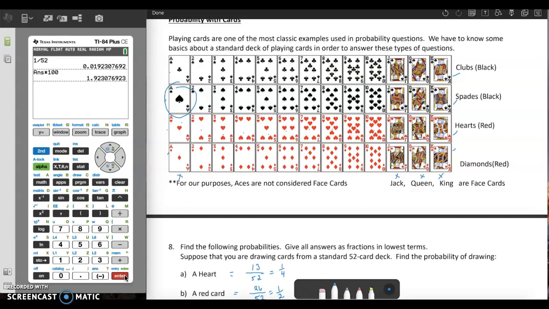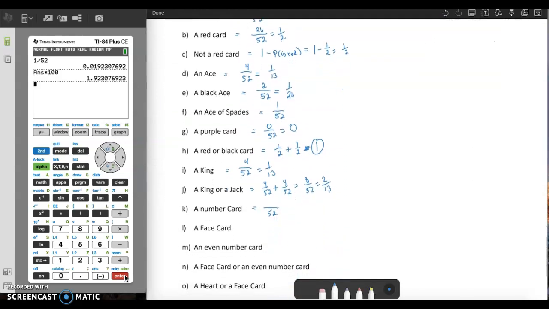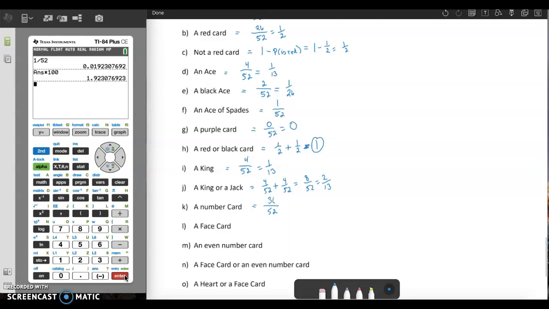So there are 1, 2, 3, 4, 5, 6, 7, 8, 9 of those for each suit. So if you multiply that out, 9 of them times the 4 suits, there are 36 number cards in the deck, and that reduces to 9 out of 13. So I'm going to write here as a note, number 2 through number 10. Those are the number cards.